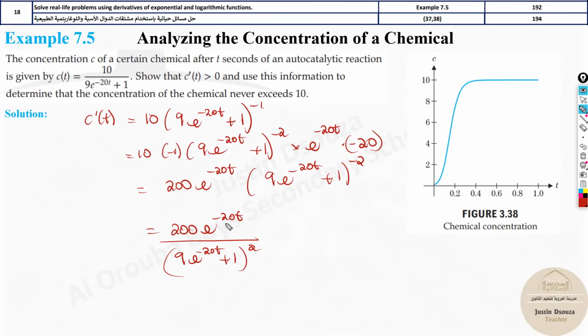First of all, e to the power anything is always positive. If you know the graph, it's like this, so anything will be positive. So this will be a positive value. 200 is positive. Even if the base is negative, the square will always make the value positive. So this indicates it's always greater than 0. It can never be 0, because you're squaring it.